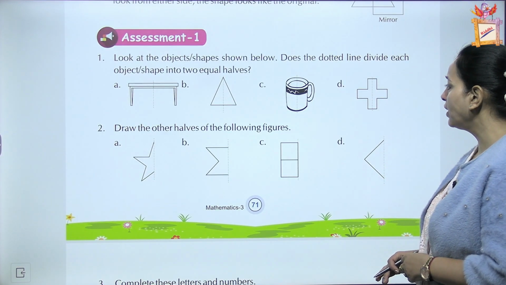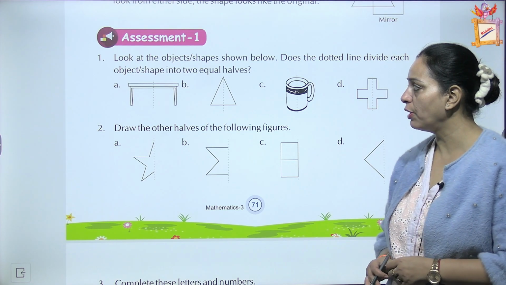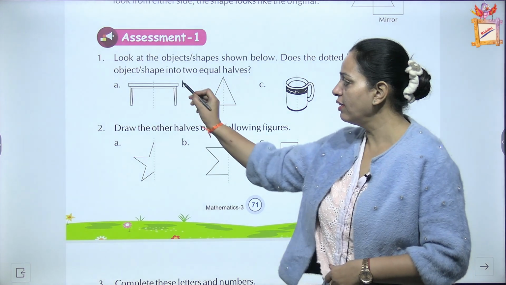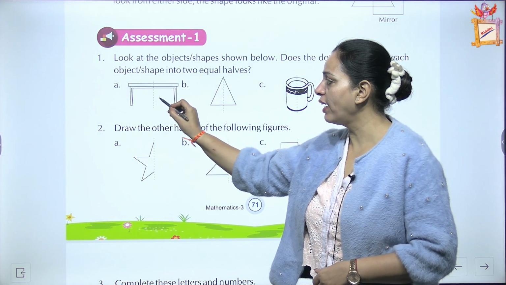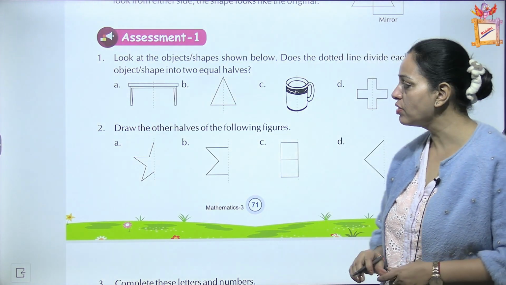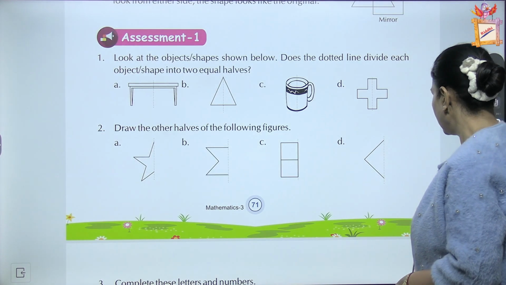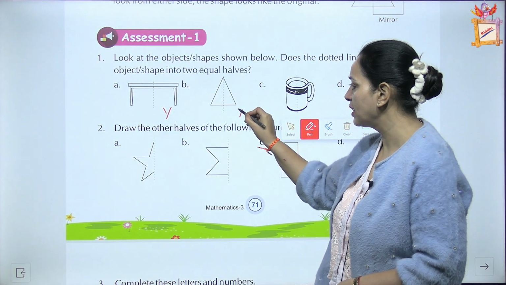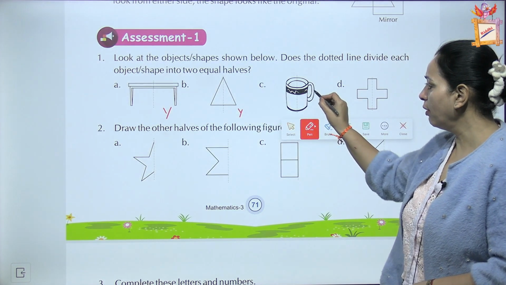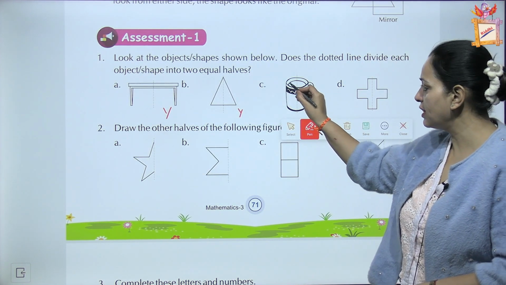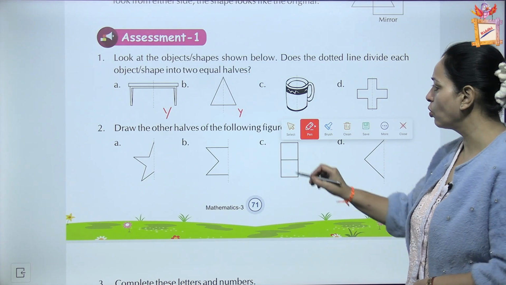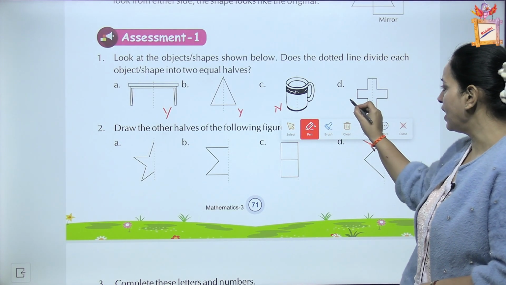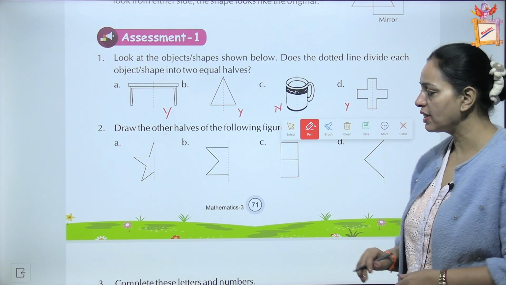Now assessment 1, the first one. Look at the object shapes shown below. Does the dotted line divide each object or shape into two equal halves? Like A part, see here, is this line dividing it into two equal halves? Yes, this is right, it is dividing. And B, yes. C, here one handle is here, but on this side nothing is there, so no, we are not getting two equal halves. And D, yes. So I hope this is clear to you.